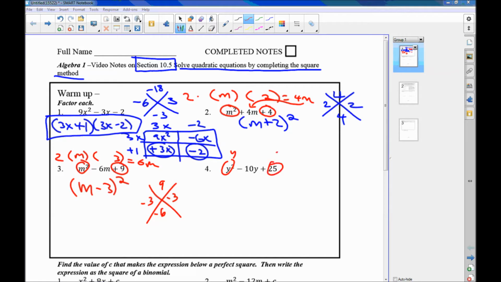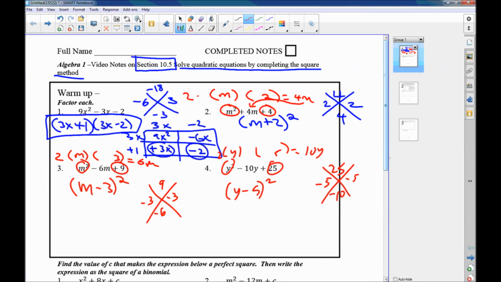Okay. Our last one's also a perfect square trinomial. That's y and 5 times it by 2, and we get the middle ignoring the sign. So this is y minus 5 squared. Now if we made the x for this, that's two things that multiply to 25 and add to negative 10, which are negative 5 and negative 5. Notice in perfect square trinomials, the two sides of the x are always the same number. 2, 2, negative 3, negative 3, negative 5, negative 5. We'll use that to help us a little bit.